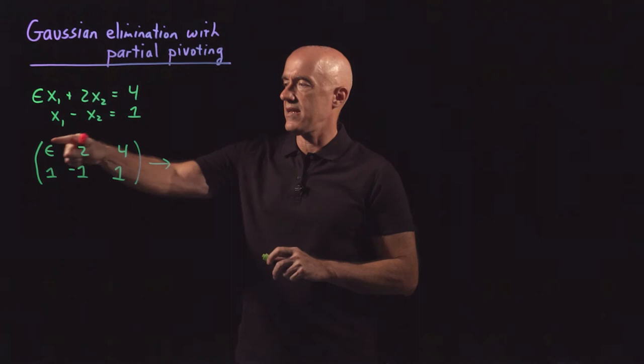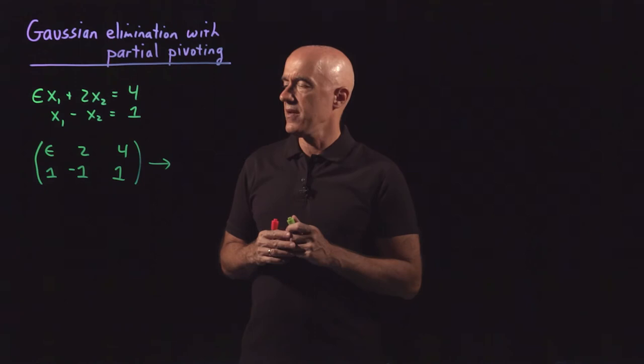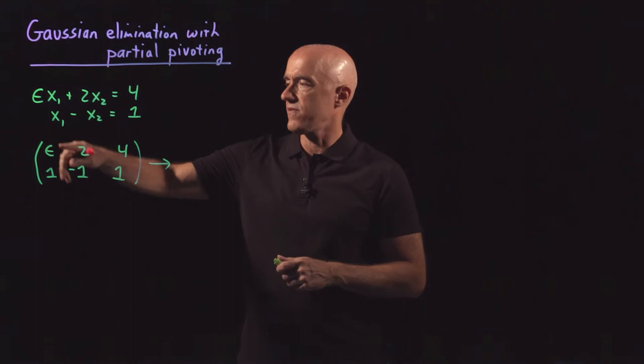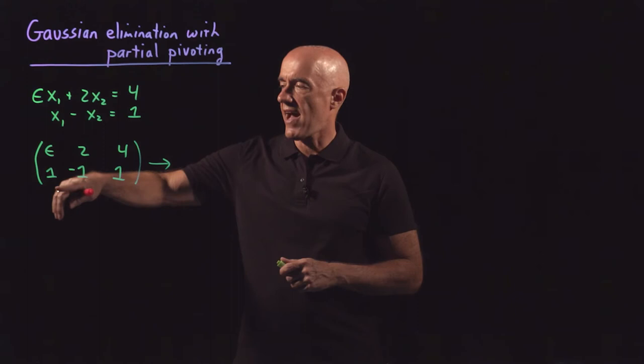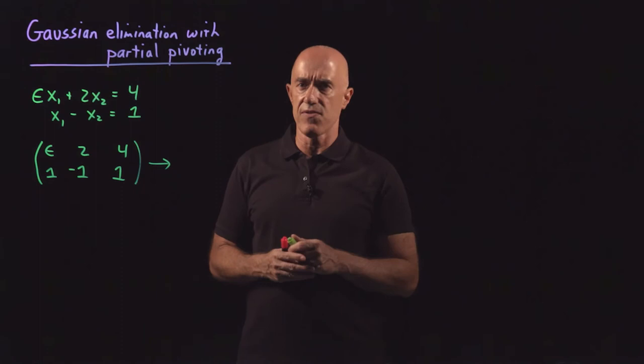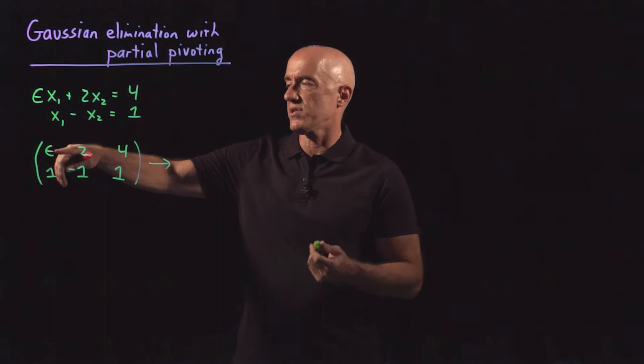In the algorithm with partial pivoting, what we do is go down the column that we're considering. Now we're considering the first column. And we look for the number in that column that is of largest magnitude. It can be positive or negative, but we look for the value that is of largest magnitude. If it's a tie, we just take the first one. So if we go down the first column, we have epsilon, which is really small, and 1. So 1 has the largest magnitude.